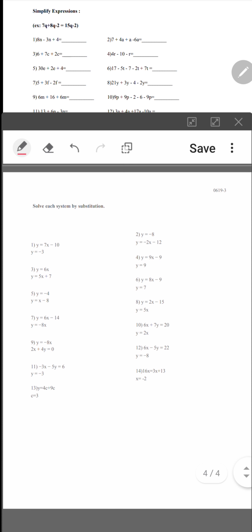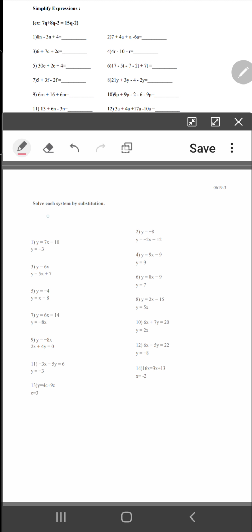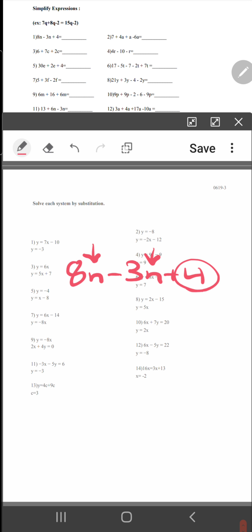So we will try number 1. So 8n minus 3n plus 4. So in these kinds of problems, the numbers with the variables affect each other, and the ones that don't have variables, such as the 4, you just leave it alone unless there are other numbers that don't contain variables.